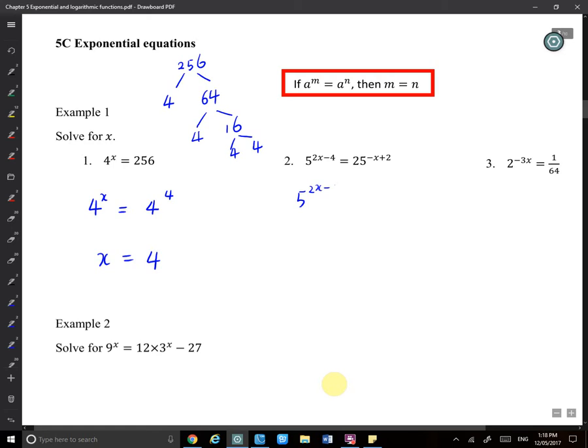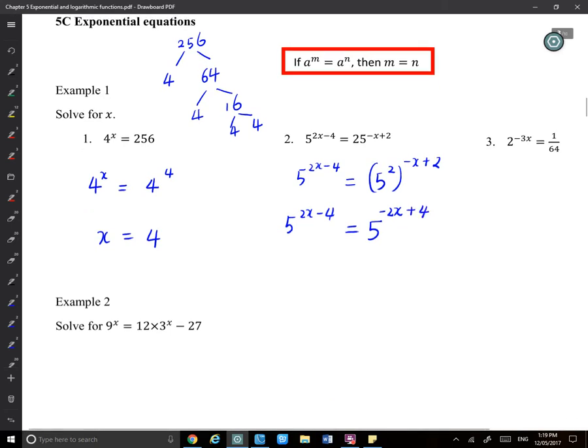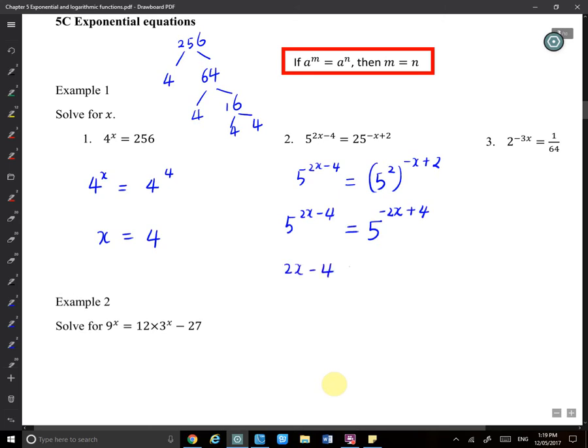The next one is 5 and 25 as the base. I can say 5 to the power of 2x minus 4 equals 5 to the power of 2, then to the power of minus x plus 2. So this side is 5 to the power of 2x minus 4, equals 5 to the power of minus 2x plus 4. The powers can be multiplied together. So 2x minus 4 will equal minus 2x plus 4. Then 4x will equal 8, so x will be 2.